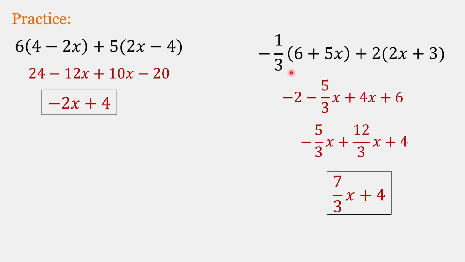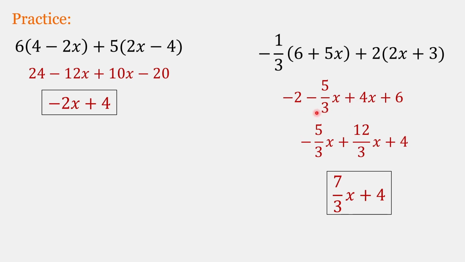And then finally, throwing in some fractions. So we're going to multiply negative 1/3 times the quantity 6 plus 5x. Again, using the distributive property, we end up with negative 2 minus 5/3 x. And then we'll multiply 2 times the quantity 2x plus 3. That gives us 4x plus 6. So negative 2 plus 6, that's going to give us 4.